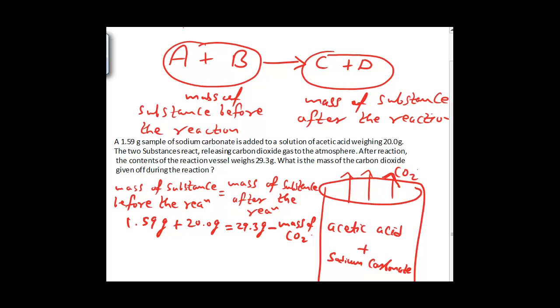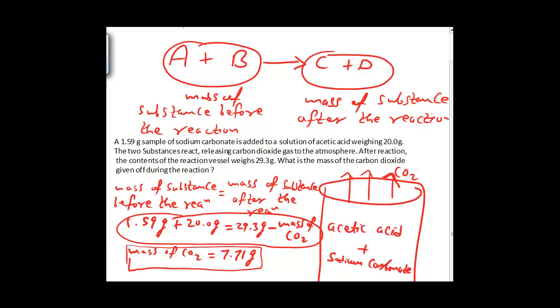Okay, now what you have is the algebraic equation that is being arranged for you. Now all you don't know is the mass of the carbon dioxide gas. So when you solve this equation, you're going to get the mass of carbon dioxide is equal to 7.71 grams.